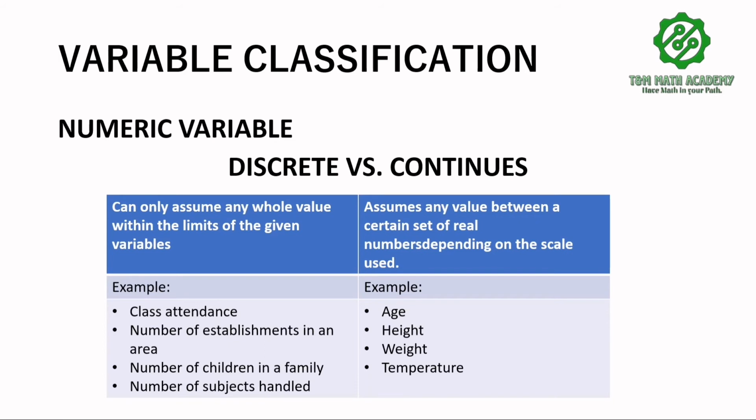Okay, let's continue. What is continuous variable? Continuous variable is a variable that assumes any value between a certain set of real numbers depending on the scale used. I have here an example: age, height, weight, and temperature. So, notice the difference, ano? Sa discrete, we are talking about whole. Dito naman sa continuous, these are datas na merong decimal. Or, in other words, hindi siya whole number. No? Kagaya ng example dito, temperature. What is the temperature of a certain room? So, pwede nating sabihin 28.96 degrees. May decimal point siya, hindi siya eksaktong buo. Ano? So, that is the difference between discrete variable and continuous variable.